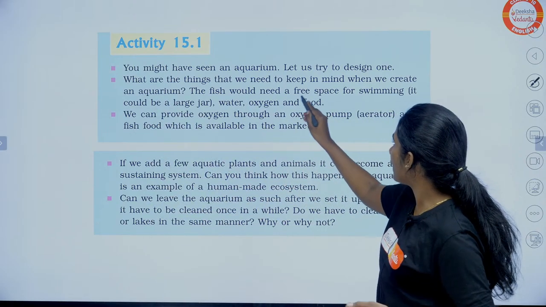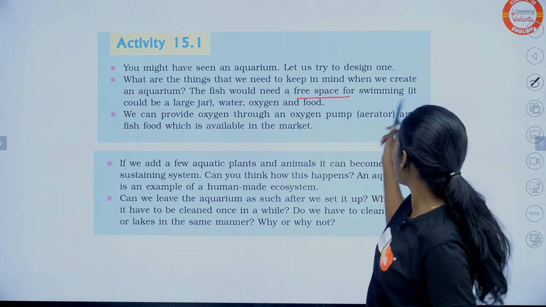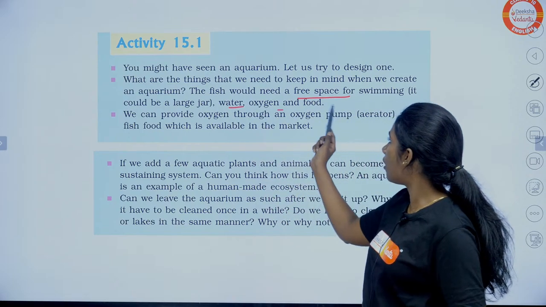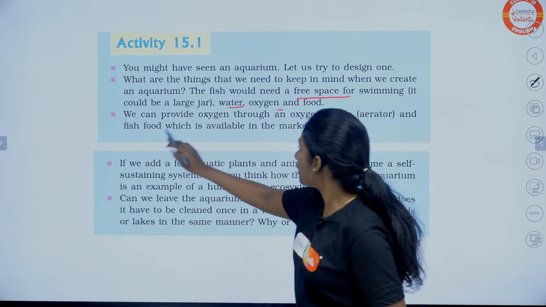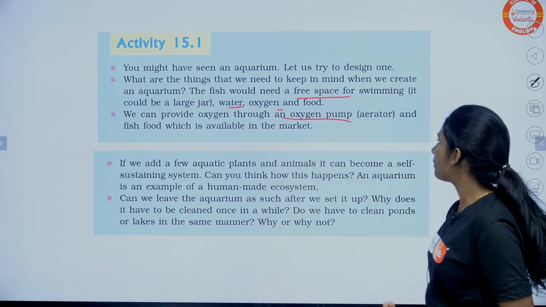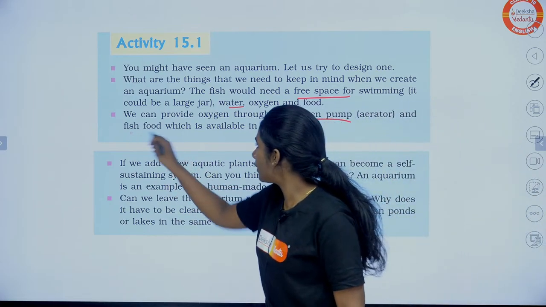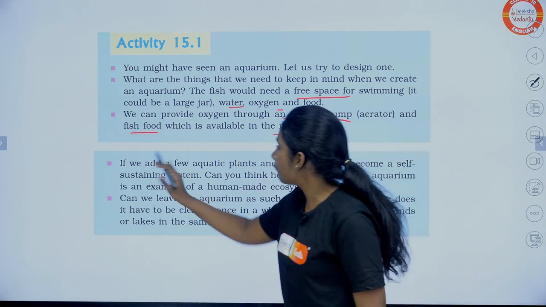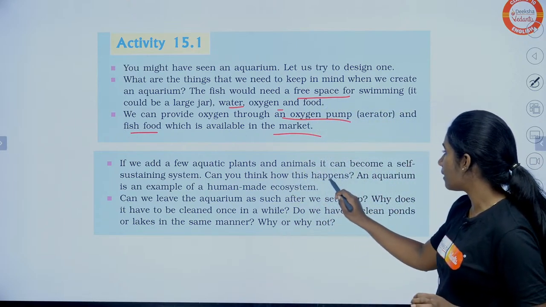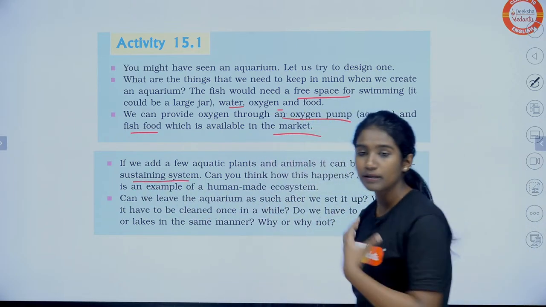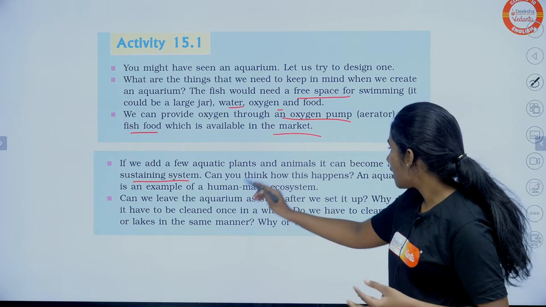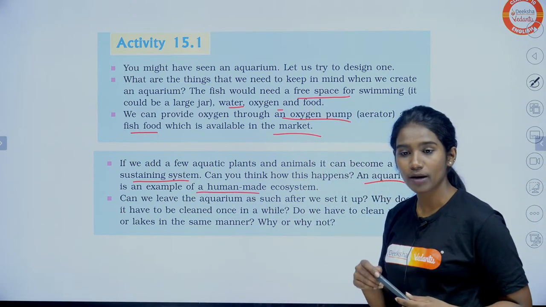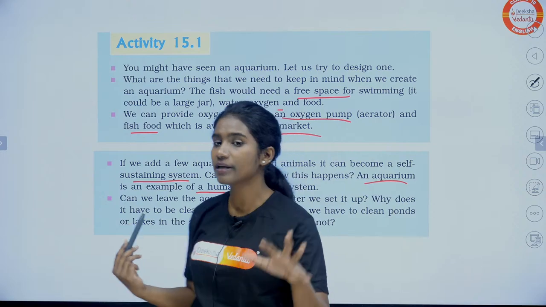The fish would need free space for swimming, right? It could be a large jar also, okay, fine. And it also requires water, oxygen, and food. We can provide oxygen through an oxygen pump or aerator, and fish food which is available in the market. We provide all these, right? If we add a few aquatic plants and animals, it can become a self-sustainable system, right? And can you think how this happens?